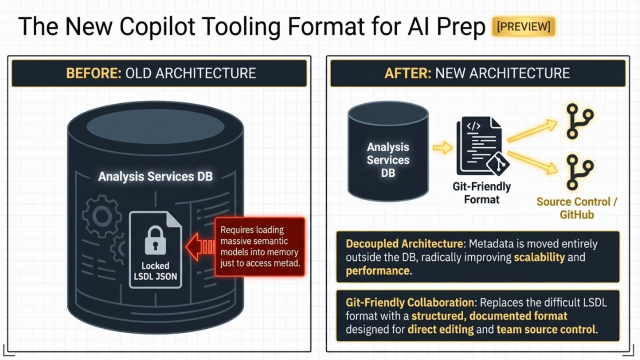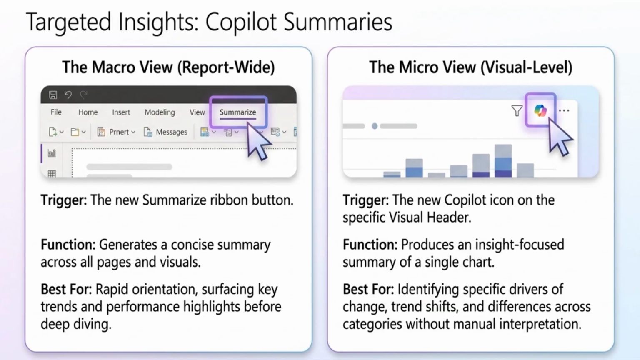Okay, check out this incredibly simple but super powerful two-step process. First, if you just click Summarize up on the report ribbon, Copilot instantly generates a concise, report-wide summary highlighting your key trends and performance changes. But if you want to go deeper, Step 2 is where the magic really happens. Click the Copilot icon directly on any specific visual header, and boom, you get an insight-focused summary of just that chart. The absolutely crucial point here is that it instantly surfaces the key drivers of change, like trend shifts or category differences, completely bypassing the need for you or your audience to manually interpret every single data point.